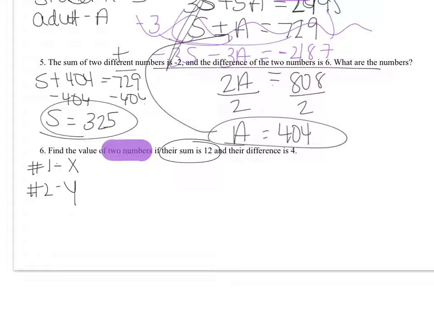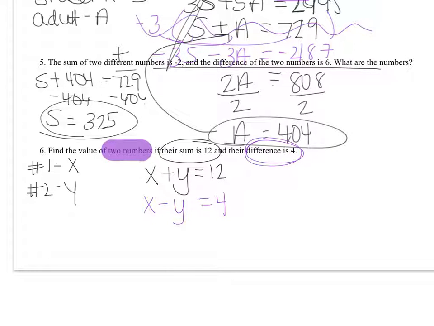So it says their sum is 12. So if I take x and y and I sum them, I'm going to get 12. So what does that look like? X plus y equals 12. It says their difference is 4. So if I take x and y and I difference them, I get 4. So what's that going to look like? X minus y equals 4.